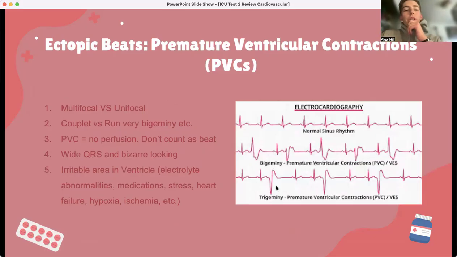Okay, premature ventricular contractions: you have this super wide, weird-looking QRS. So QRS, ventricular contraction. And you also want to know whether it's unifocal or multifocal. Unifocal means the long portion of the QRS complex is in the same direction, and it'll be in different directions if it's multifocal.